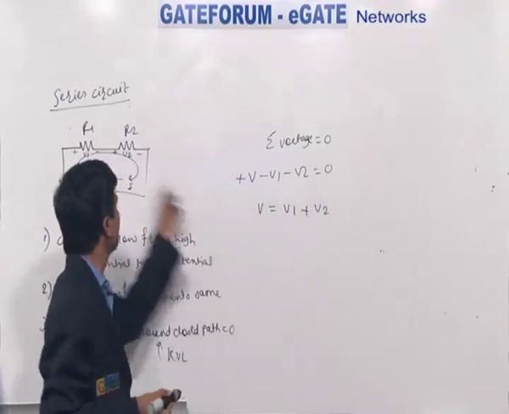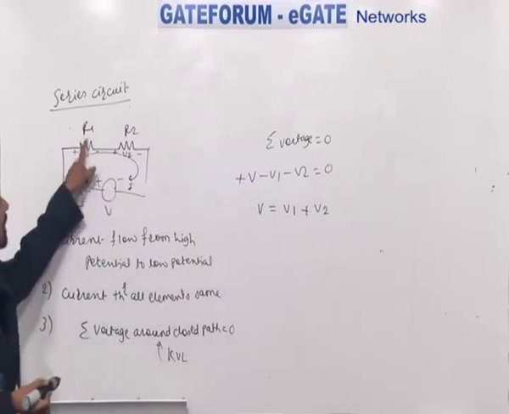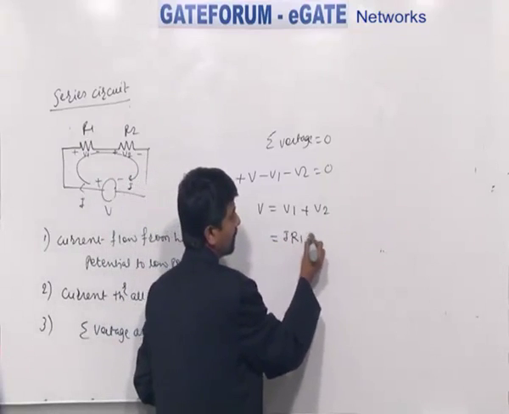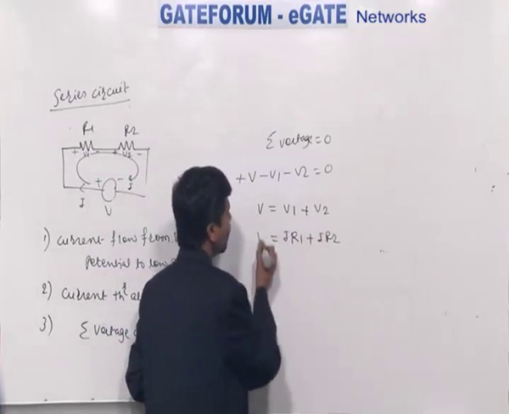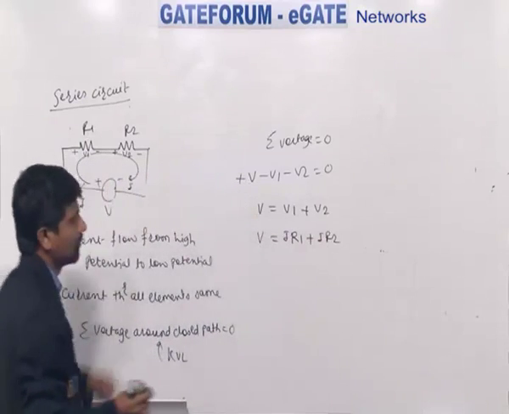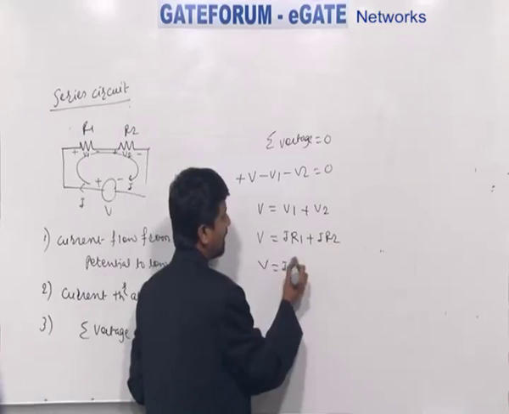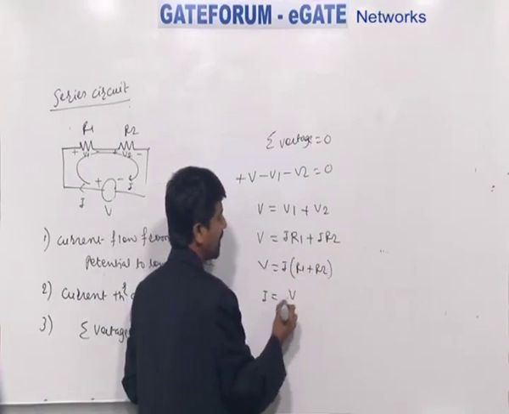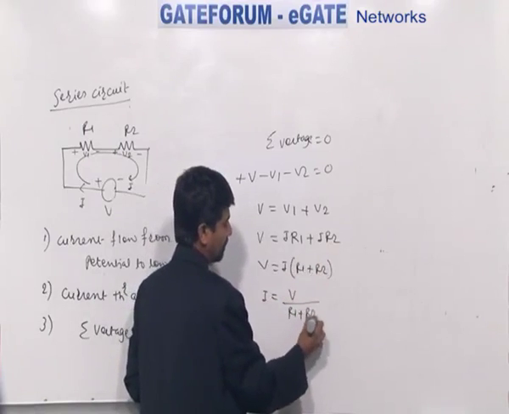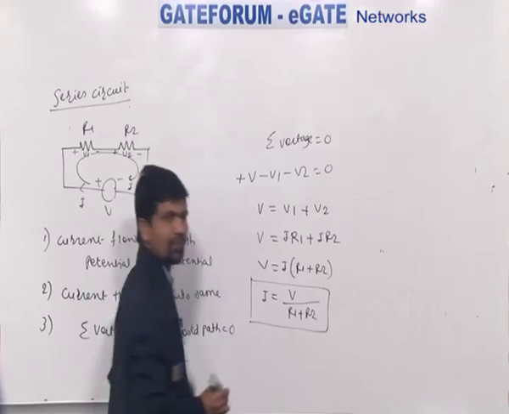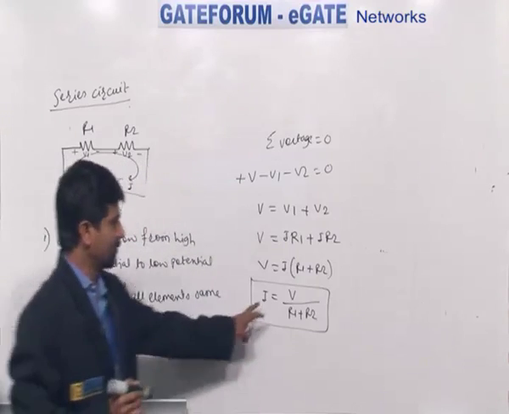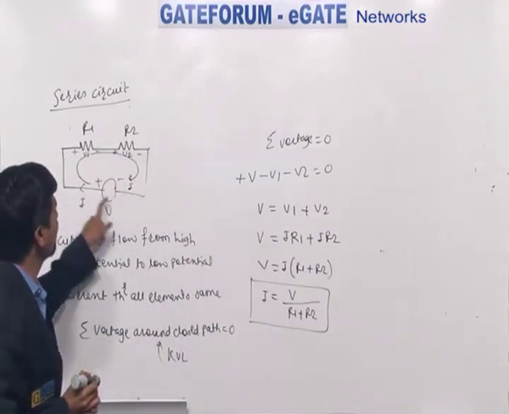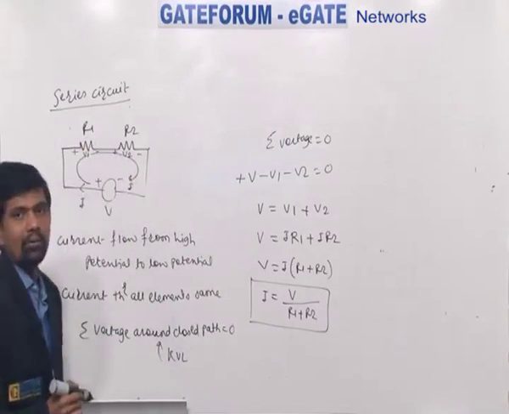Now we know Ohm's law. What is V1? V1 is nothing but the voltage drop across R1, so V1 is equal to I into R1. V2 is equal to I into R2, which is the voltage drop across R2. So V is equal to I into (R1 plus R2), so I get I is equal to V upon (R1 plus R2). Now why is this expression important? This expression gives me the total current flowing from the positive terminal of the battery to the negative terminal. It is equal to V divided by (R1 plus R2).